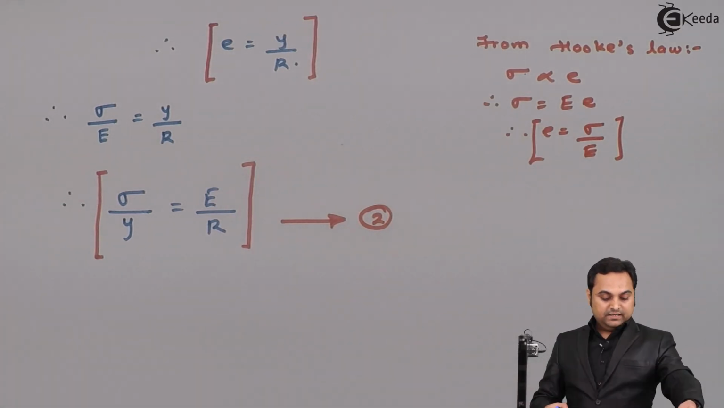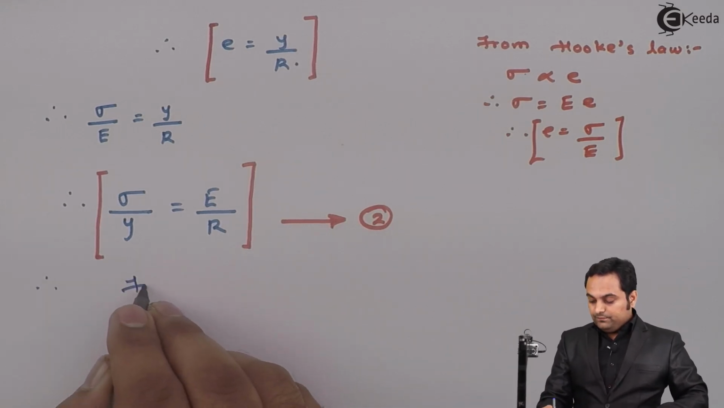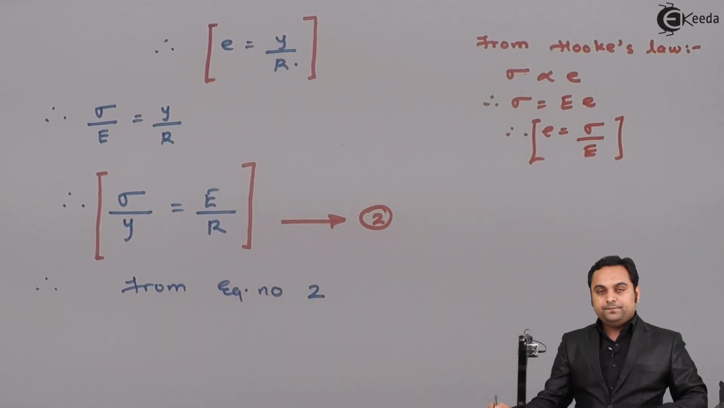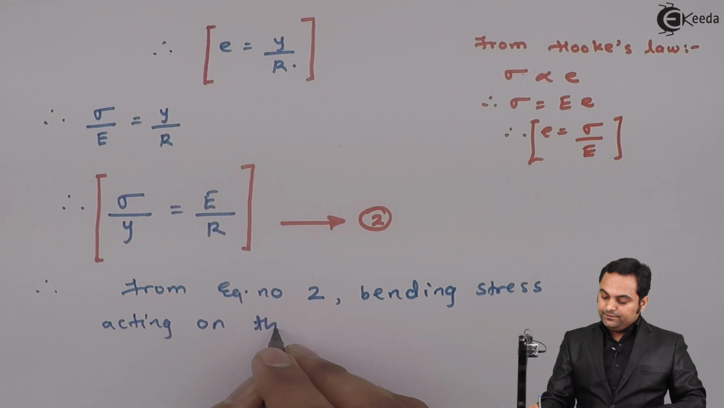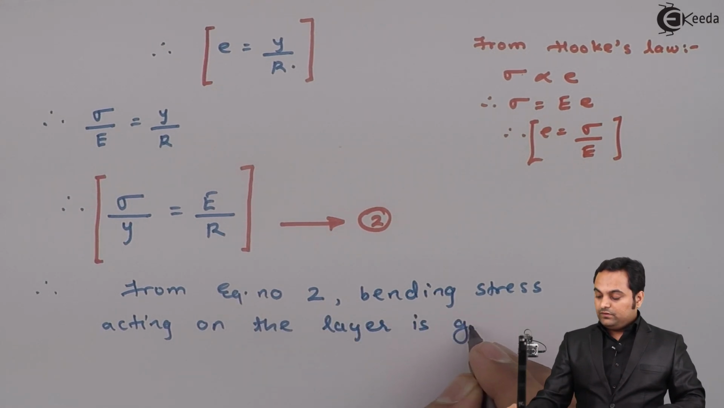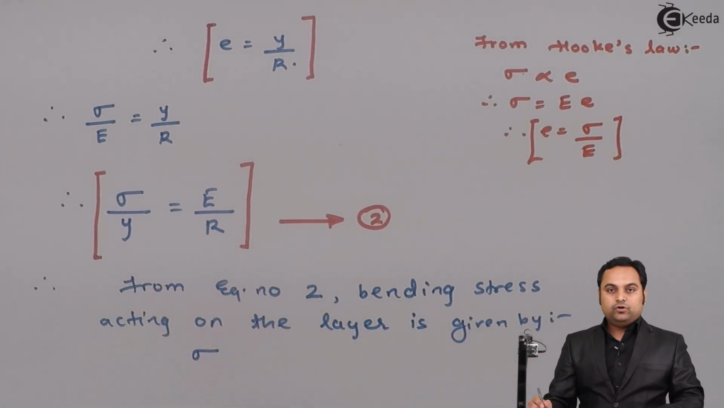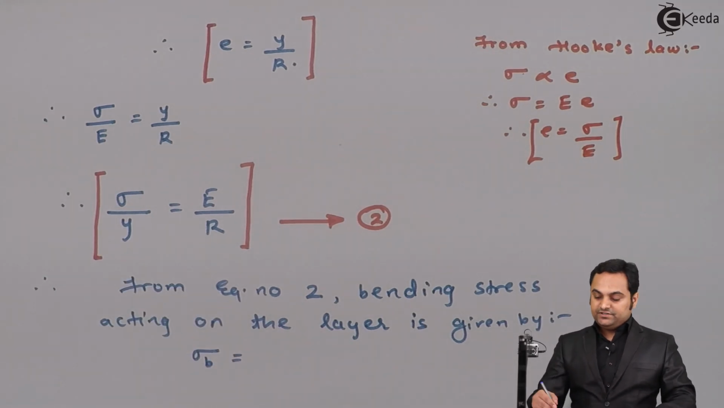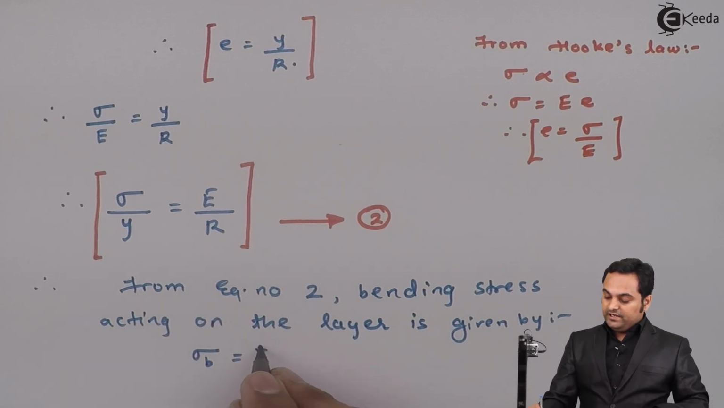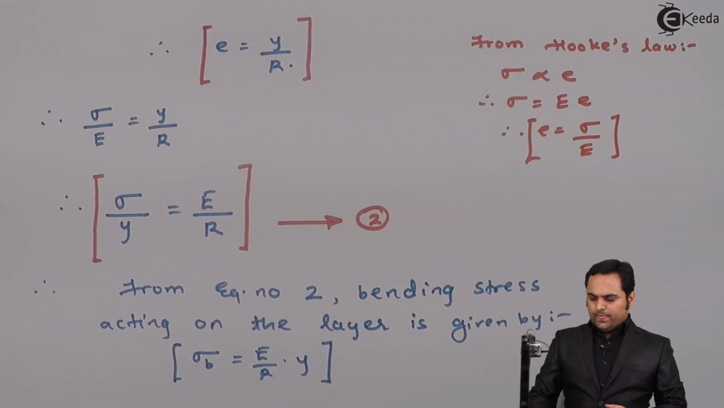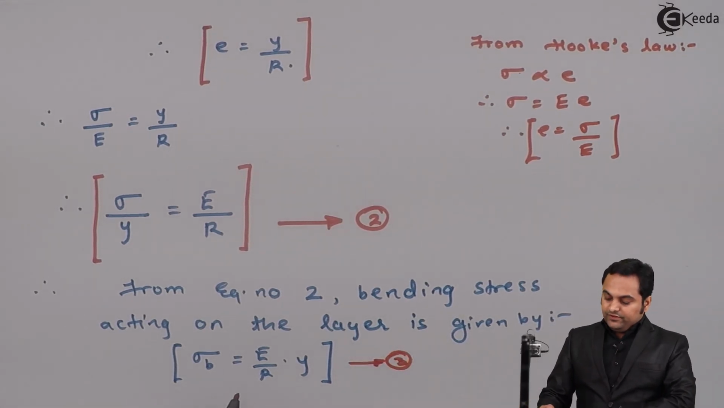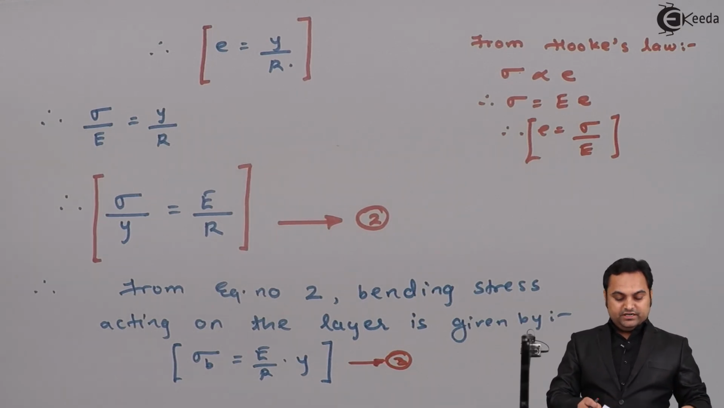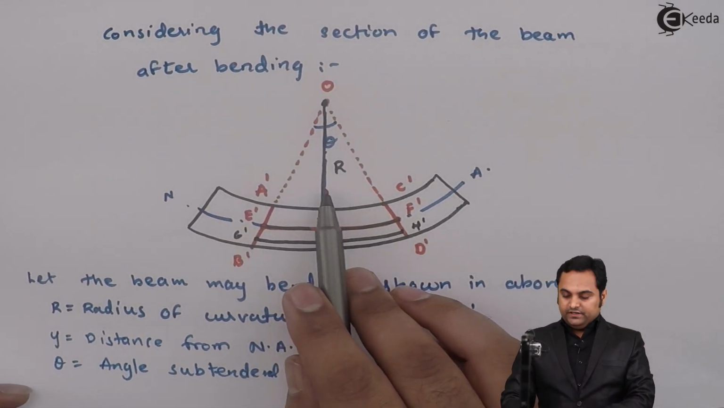Now, after this, I'll say that therefore from equation number 2, bending stress acting on the layer is given by, I'll keep sigma on one side because this sigma is nothing but sigma suffix b, bending stress, and I'll shift y onto the other side, so it becomes E by R into y. So now here I am getting this bending stress equation. I'll call it equation number 3. Now as we can see from equation 3, capital E and capital R, that is Young's modulus and the radius of curvature, which is at the neutral axis, this capital R, it is a constant.